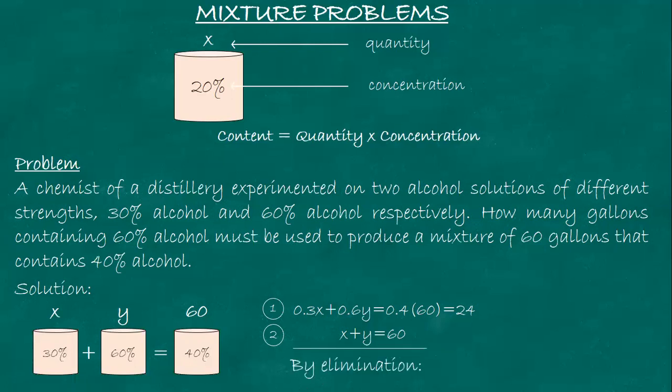If you use elimination, we already discussed that format, and this is the final answer: x equals 40 and y equals 20. What we are looking for is how many gallons contain 60% alcohol, which is y. So our answer is 20. Easy. So don't forget: content equals quantity times concentration.